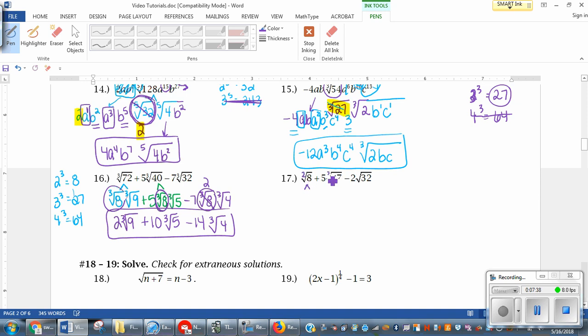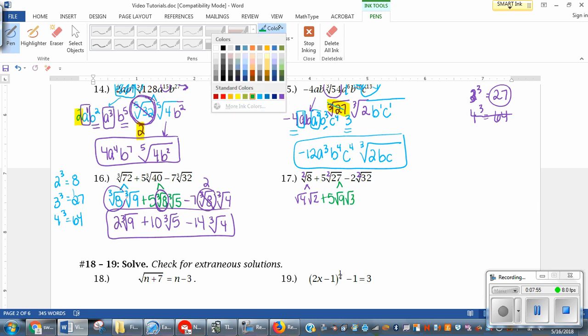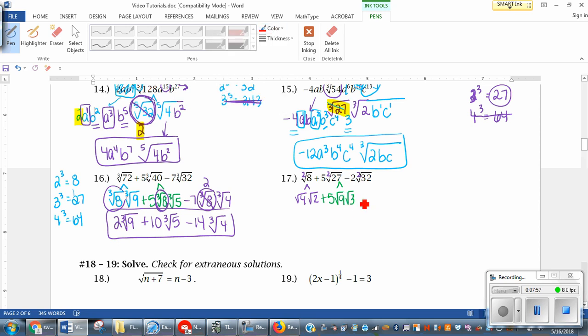Now when we don't see the index, it's an index of 2, so our powers of 2. We can say the square root of 4 times the square root of 2. That middle one, bring down the 5 as your coefficient. How do you break up 27? I'm going to say 9 times 3 because 9 is a perfect square. And the last one, bring down your 2 as your coefficient.